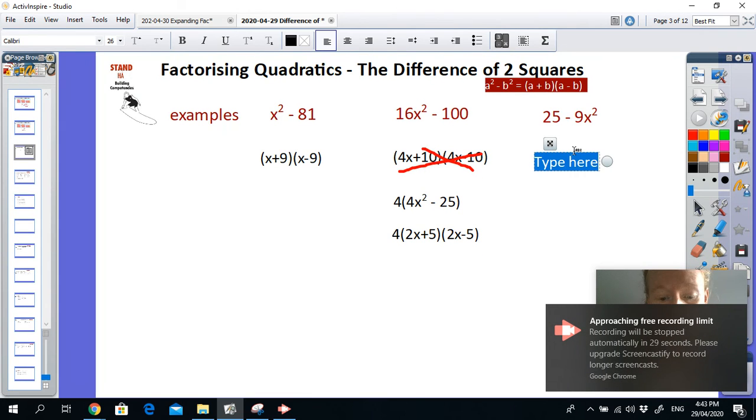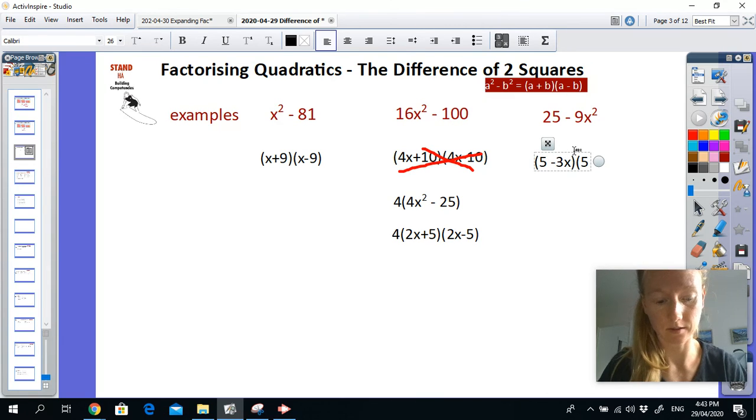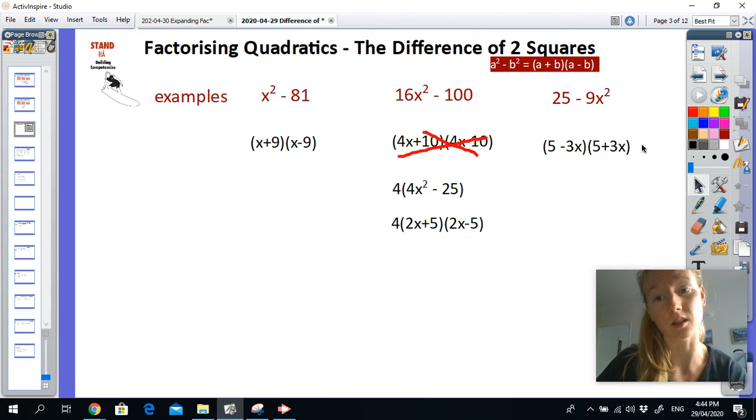Okay. Last one, square. Just because the square's at the end this time, still following that rule as above. I've done the brackets the other way around. It doesn't matter as long as they're both there.